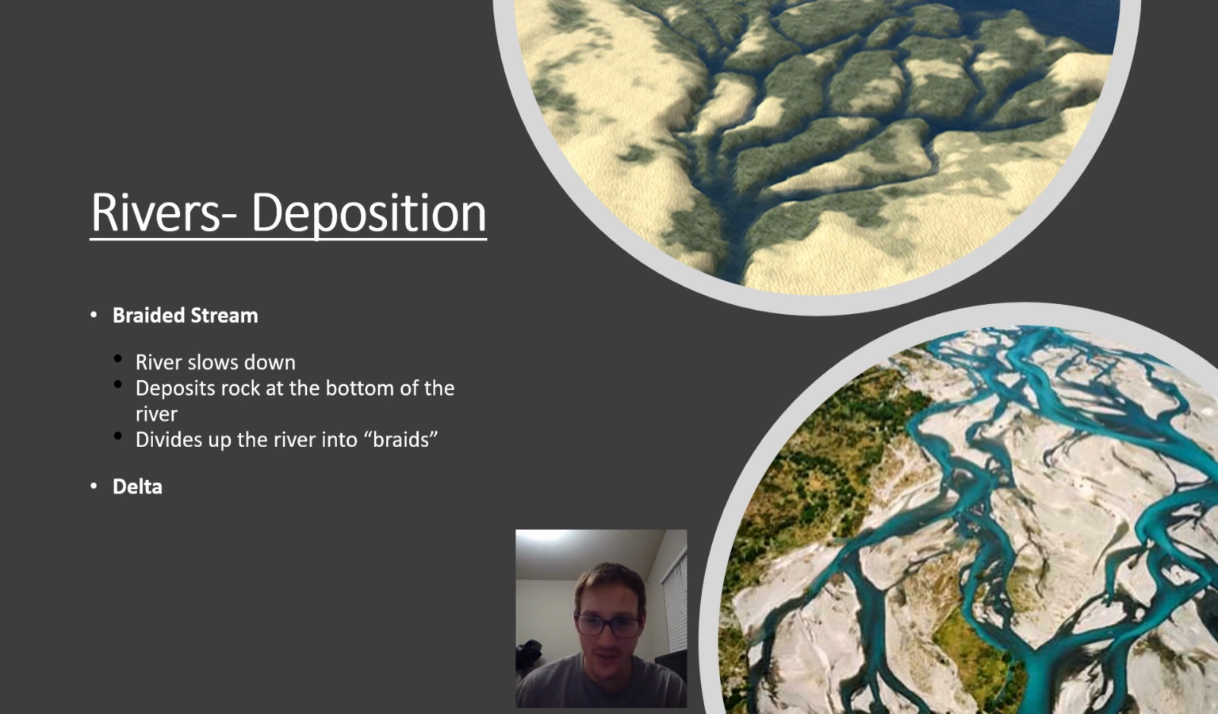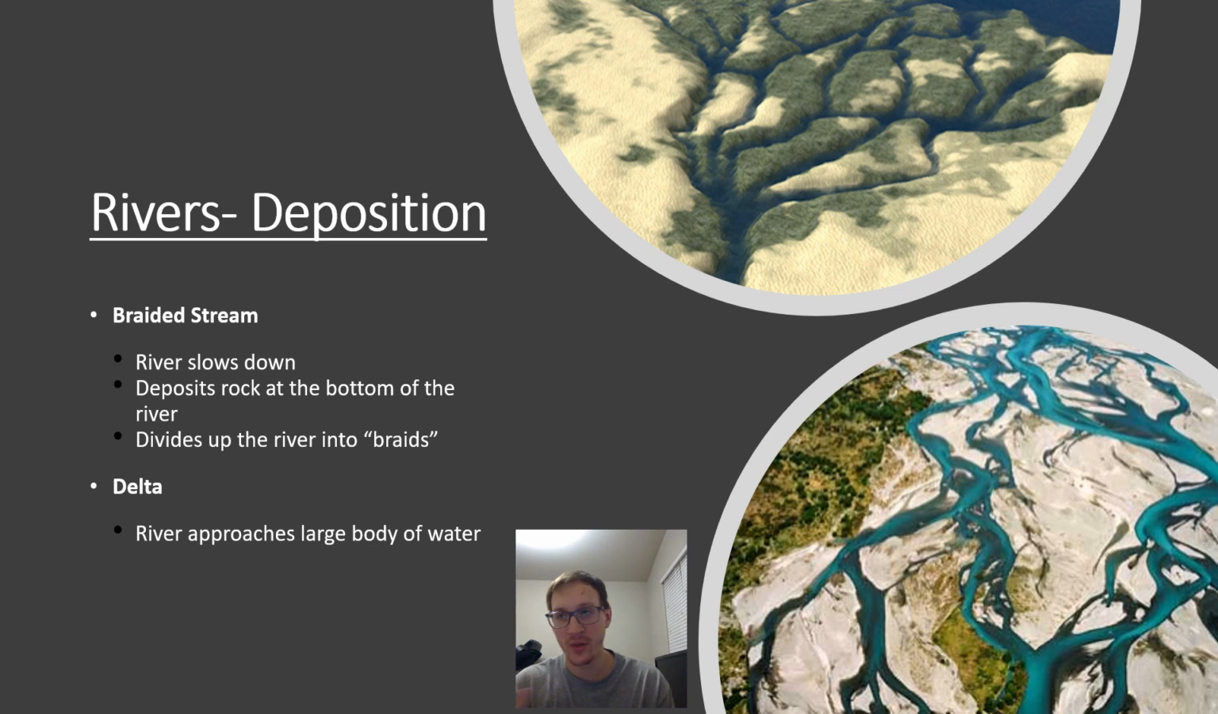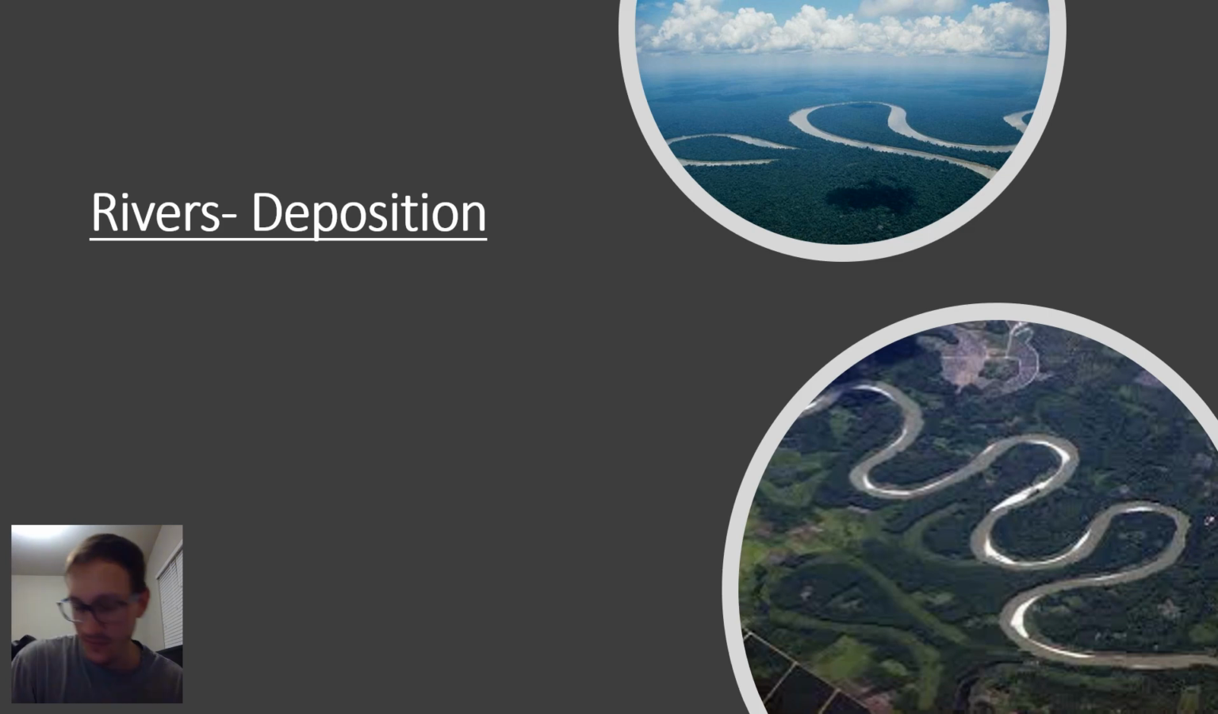Okay, the next is a delta, which is the top one. This is before entering a larger body of water. Maybe you've heard of the Nile River Delta, which is in Egypt, because it's flowing into the Mediterranean Sea. And essentially, the same thing happens as a braided stream, except it's going into a larger body of water, and therefore we're getting a lot of salt water versus fresh water being mixed. So the river slows down, deposits the sand, and eventually on the last side, as you can see, it ends up very similar to a braided stream.